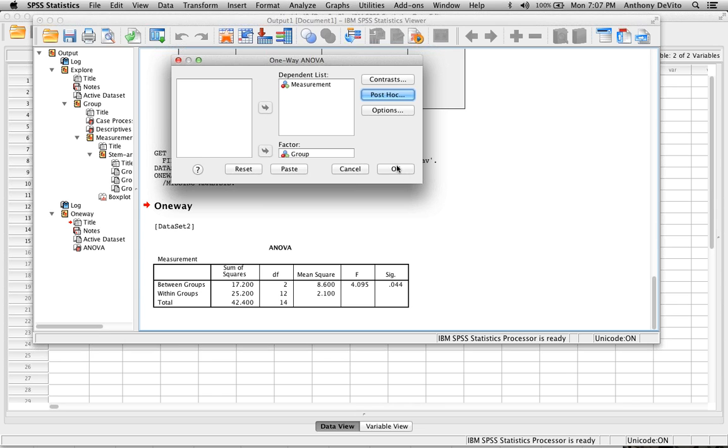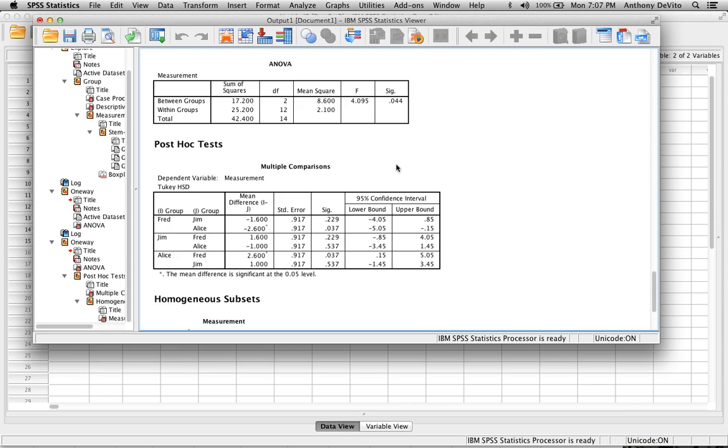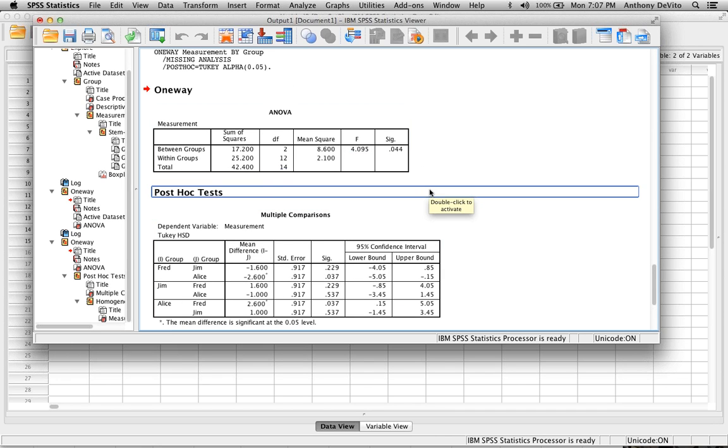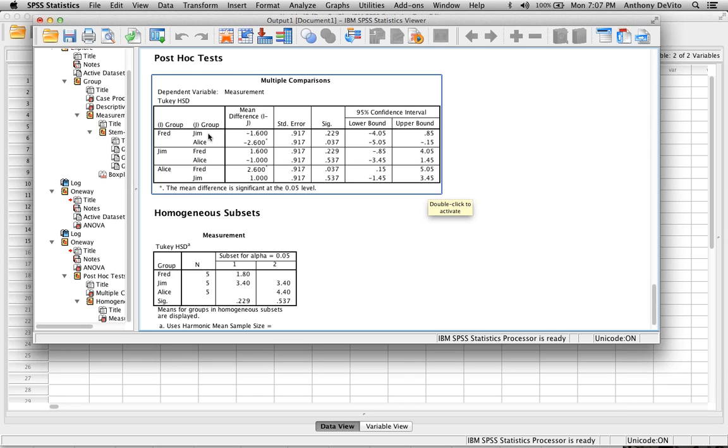And SPSS is going to repeat the same analysis, okay, except this time, in addition to calculating my analysis of variance and my significance, it's also going to compare each of these groups to one another. So it's going to compare Fred to Jim, and it's going to find that the probability of a type 1 error is 0.229, right, above our tolerance for type 1 error. Fred versus Alice is 0.037. What does that suggest? That suggests the mean for the group Fred versus the mean for Alice is statistically significant, right? There is a difference there.